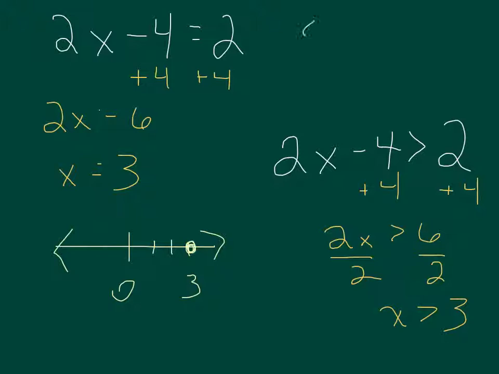Whereas in my inequality, if I wanted to graph the solution to my inequality on a number line, I would have 0, 1, 2, 3, and at 3 I would put an open circle, and then I would shade all of the numbers to the right of 3 since the solution says x is greater than 3. Now that means I can take any number to the right of 3, plug it in for x, and that would make this inequality true.